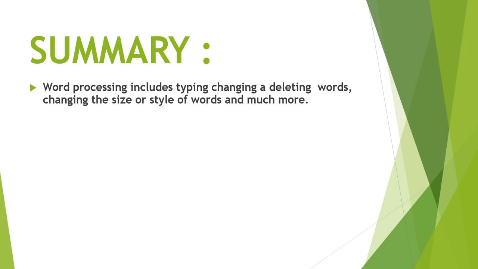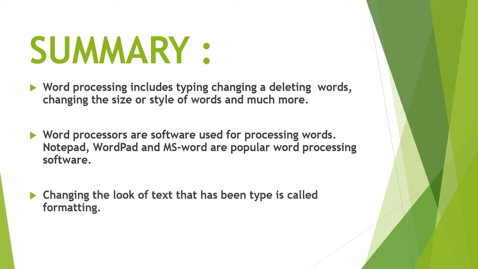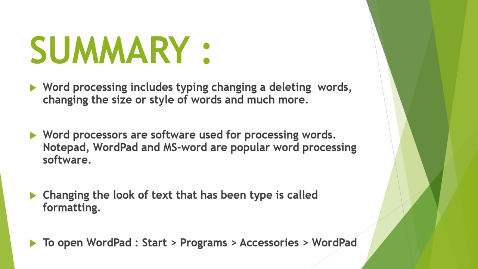Okay, now let's summarize the topic. Word processing includes typing, changing or deleting words, changing the size or style of words, and much more. Word processors are software used for processing words. Notepad, WordPad and MS Word are popular word processing software. Changing the looks of text that has been typed is called formatting. To open WordPad, go to Start, Programs, Accessories, WordPad.